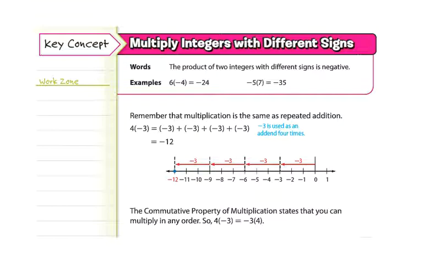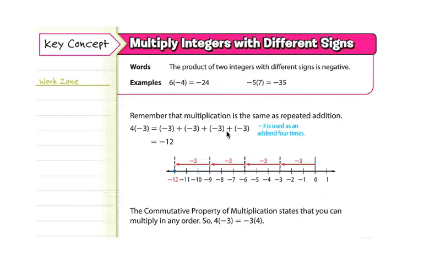So when you multiply integers with different signs, the product of two integers with different signs is negative. So a positive 6 times a negative 4 is a negative 24. A negative 5 times a positive 7 is a negative 35.